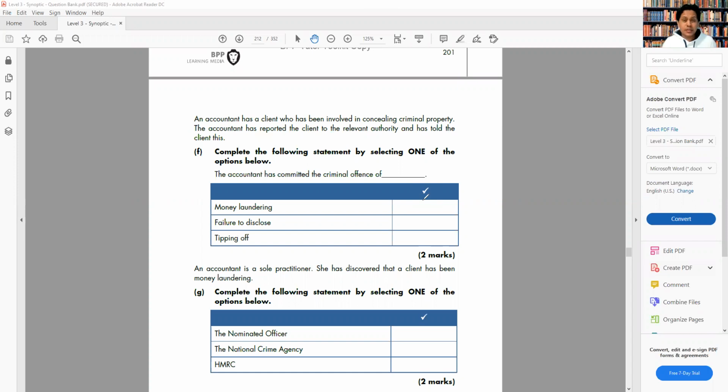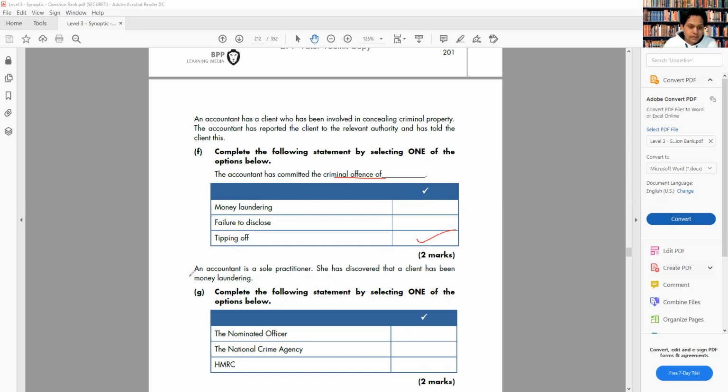At the same time you are telling the client, I told the local authority that you are involved with money laundering, and the client will do everything to hide it. For example, if you see a criminal and you call the police and you tell the criminal as well, I told the police, so police are coming, the criminal will be gone by this time. So obviously this is called tipping off. The accountant has committed the criminal offense of tipping off. You give the indication to the client that you informed the authority about the offense, and you inform him as well.